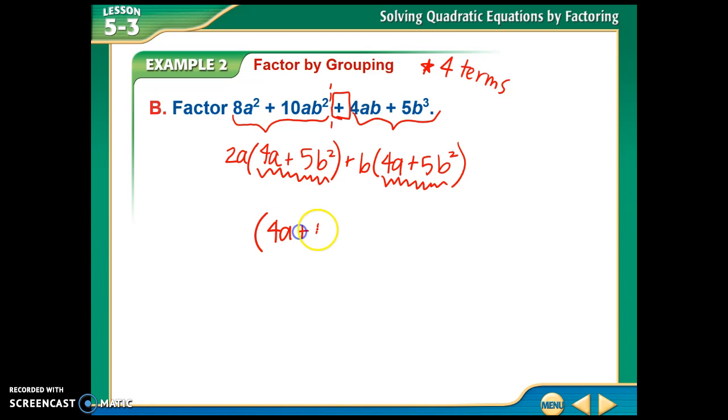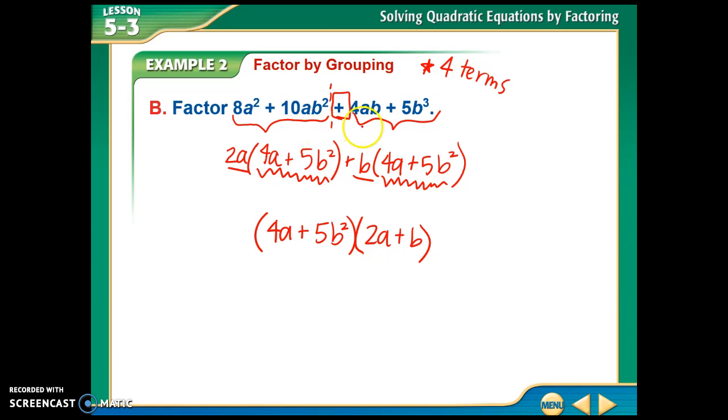So I'm just going to bring it down here. And then my second parentheses is going to be whatever's left. So I've got this 2A and a positive B, so I'm going to put 2A plus B. This is my factored form. Technically, from this second step to the third step, I pulled out another GCF. Both of them had 4A plus 5B squared, so I pulled that out and then put what was left once I divided.